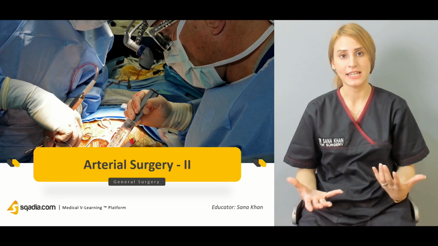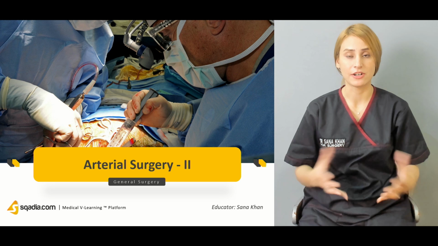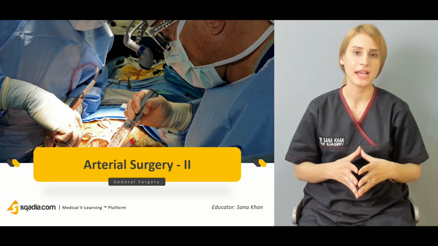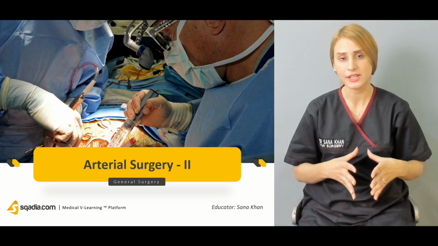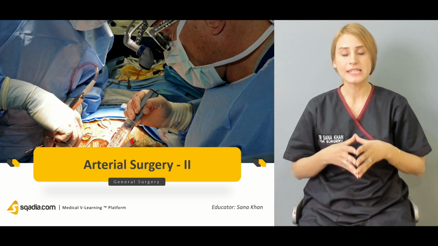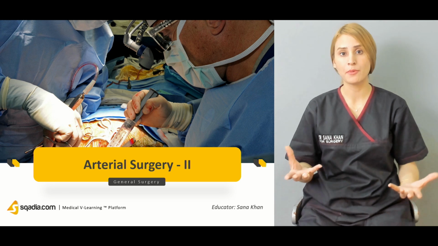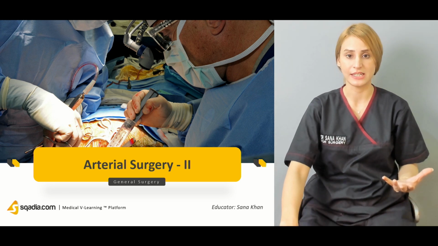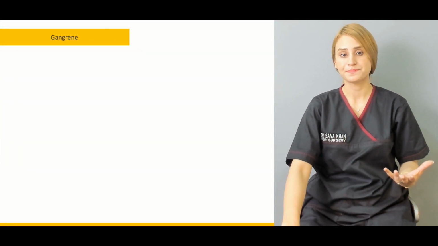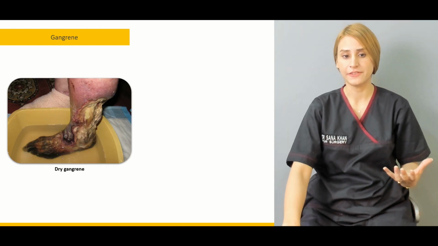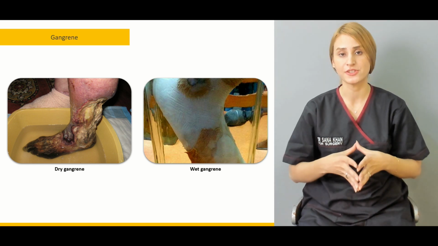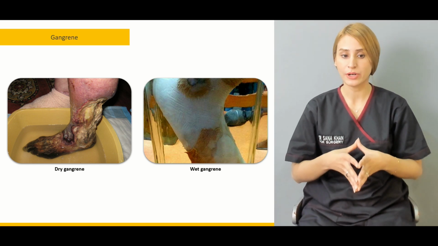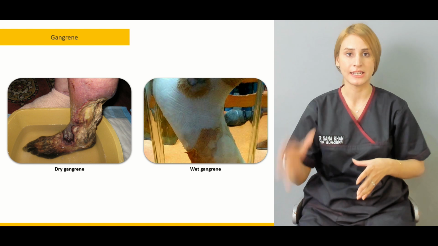We have started another chapter regarding the arterial surgery. We have been discussing the arterial stenosis and the arterial occlusion in the previous lecture. Today, we'll be talking more specifically about gangrene. Particularly, if you could appreciate the diagram, there are two pictures being shown on your screen. One is dry gangrene and the other is wet gangrene.